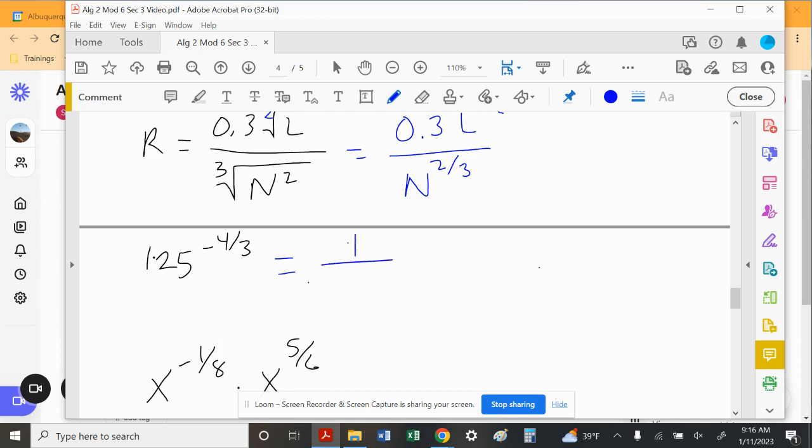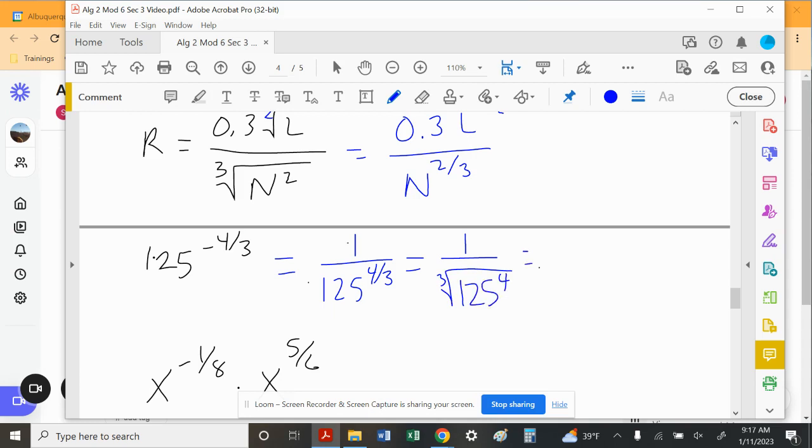So we're going to write it as 1 over 125 to the 4/3 power. We have to make that a positive power. Remember, if it's a negative power and it's in the numerator, it moves down to the denominator. And then in this case now I have 1 over the third root of 125 to the 4th power.